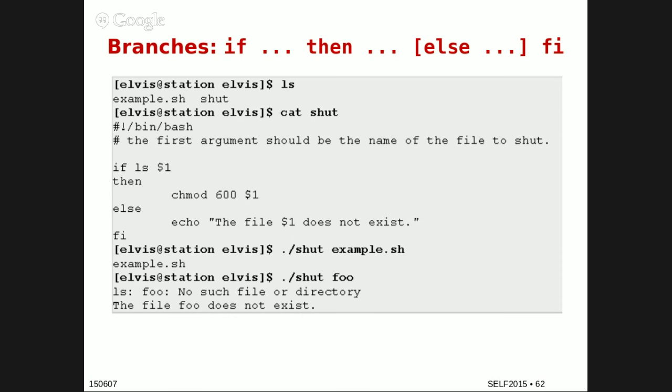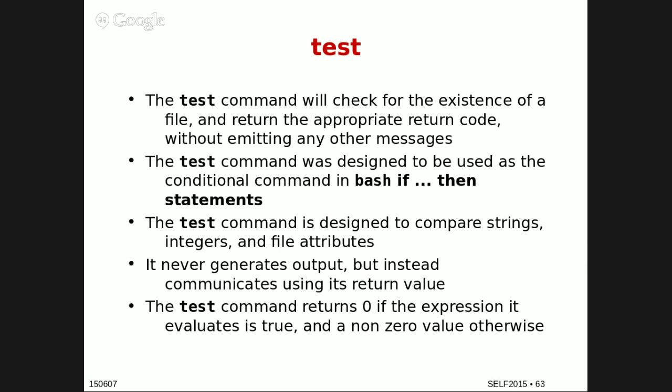So in this little if, then, else statement, if ls $1, in other words, we want to list whatever the first argument is in this script. If it succeeds, if the ls command succeeds and we get a 0 on the return value, then chmod that particular file. Else, we say the file $1 does not exist. So that's a real good example of how you can use the else clause.